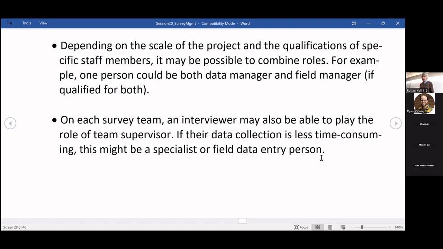If you're short of money, it may be that the data manager and the field manager can be a single person. And if you can't afford separate supervisors, in a group of interviewers, you can make one interviewer the head interviewer who will also do supervisory activities.